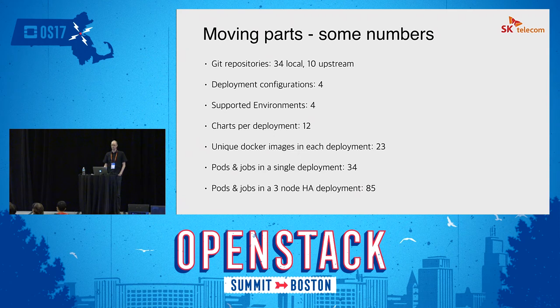So inherently something like this is going to involve a lot of moving parts. So it's kind of fun to actually visualize those numbers. Right now we have 34 local Git repositories, give or take. Those are mostly internal projects and wrappers that we use. In addition to those, we have 10 upstream repositories that we actively sync.